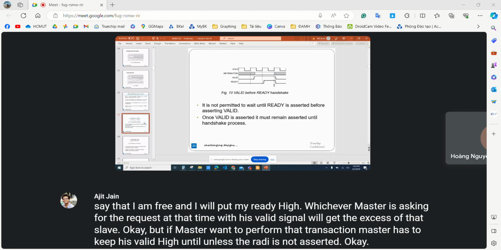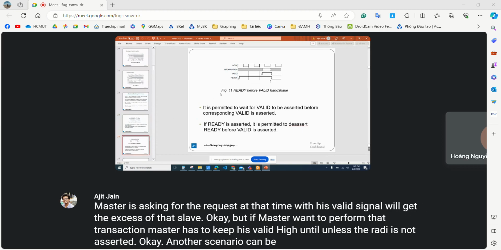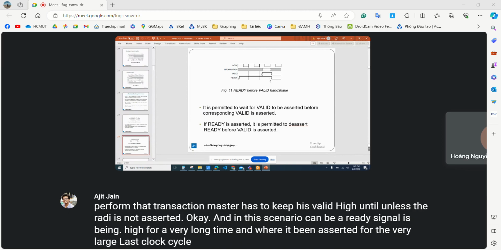Okay. Another scenario can be that the ready signal is high for a very long time and valid is asserted for a very long clock cycle. Okay. So this is another possible scenario. Yes.